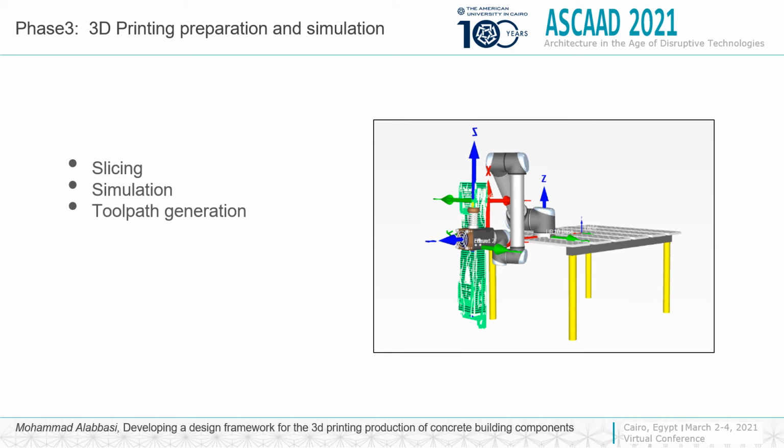So the last phase of this research was to connect the result of the topology optimization through a slicing algorithm. The slicing algorithm was connected also to RoboDK, which is an offline simulation software, to simulate the fabrication of our proposed model, and also to generate the tool path for the robotic arm. And also, as you can see here, the overall framework of our research can be verified from design to fabrication in just one single step for all of the three phases.